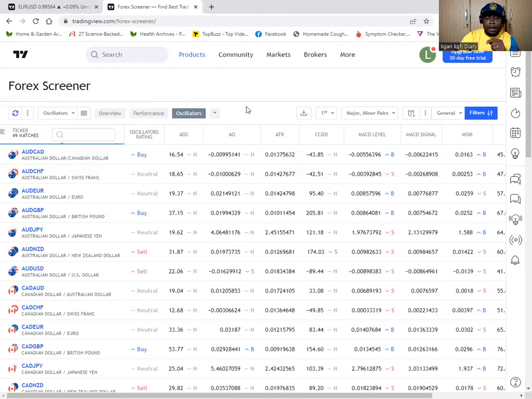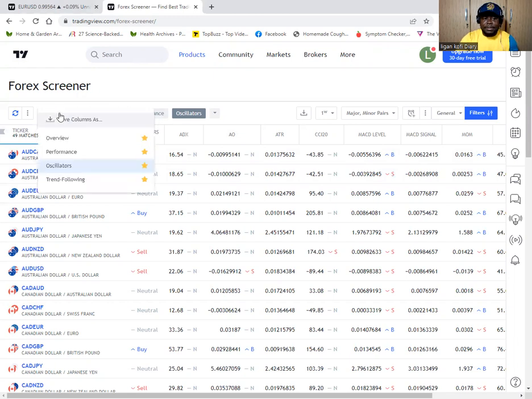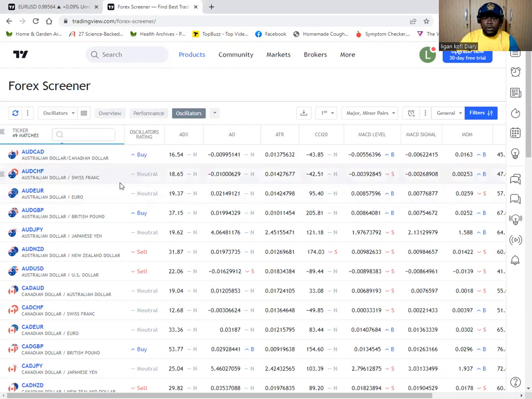These two are very important, okay? Now, currently, it is on the oscillator part. Good. Now, when you come to the oscillator part, this screener is giving you all the oscillator indicators, okay?